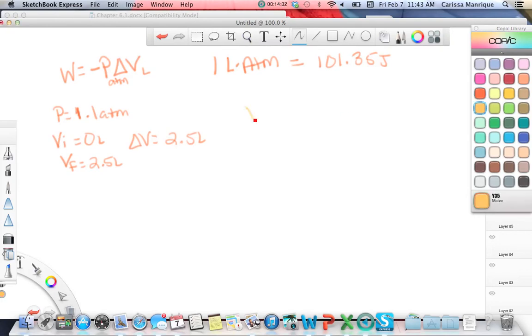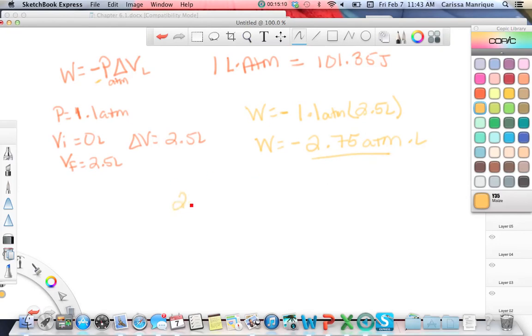Okay, so now work equals minus, remember the minus sign right there, that could get you in trouble, 1.1 atmospheres multiplied by 2.5 liters. That's your change in volume. So when you do this, you multiply this out, you're going to get negative 2.75 liter atmospheres. Okay, but remember, we don't want liter atmospheres, we want it in joules. So we're almost done, okay? We just need to convert it.